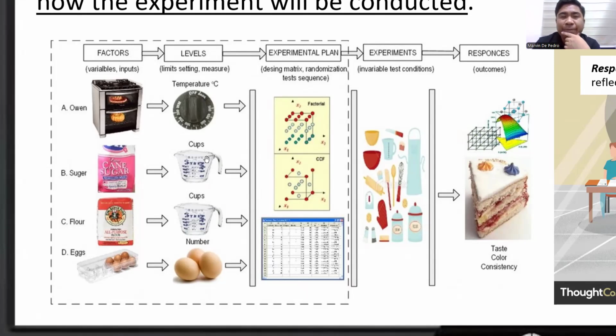Okay, so before we do that, make sure we have a plan. How do we do this? By preparing a certain methodology, right? So once you have ensured that you have a plan, then you conduct the experiment, okay? And then of course you will get the responses, right?